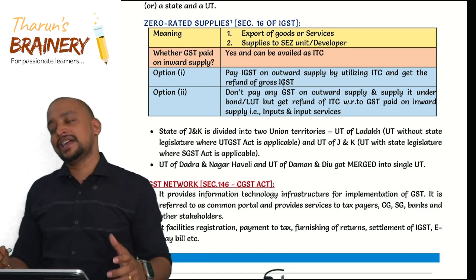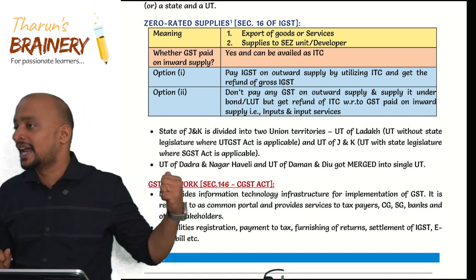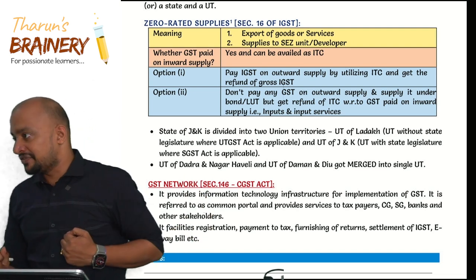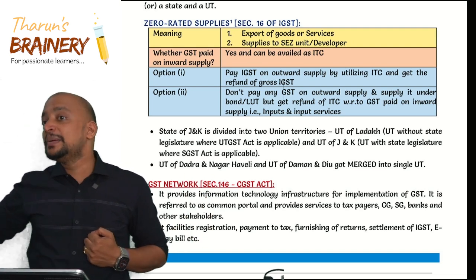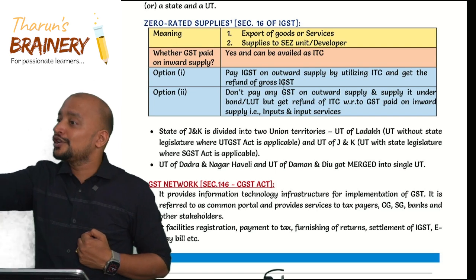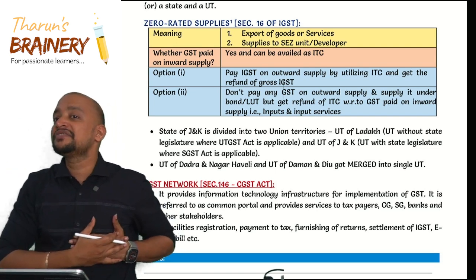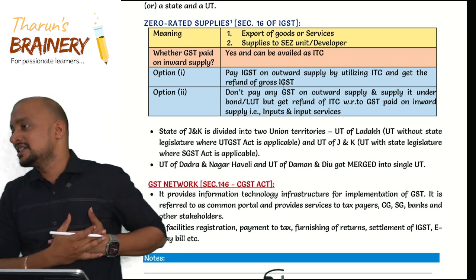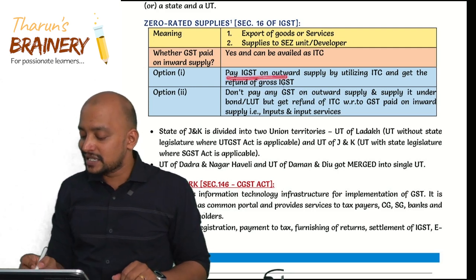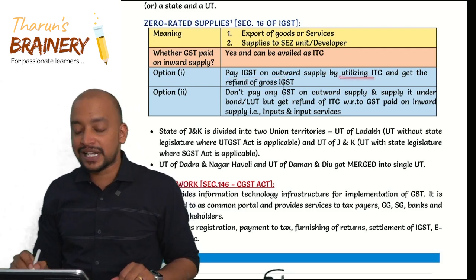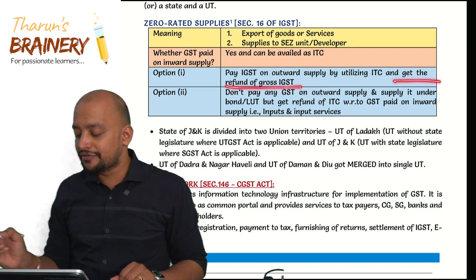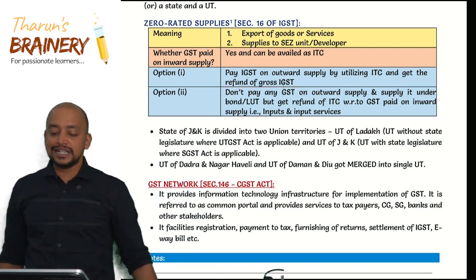What is the logic behind it? Simple. At the time of purchase, I paid 1 lakh. That also I will get as a refund. At the time of sale, I will be paying 80,000. So that also I will get as a refund. So therefore, how much refund I will be getting? Gross IGST. That is this. Pay IGST on outward supply by utilizing input tax credit and get the refund of gross IGST. So that is this option 1.